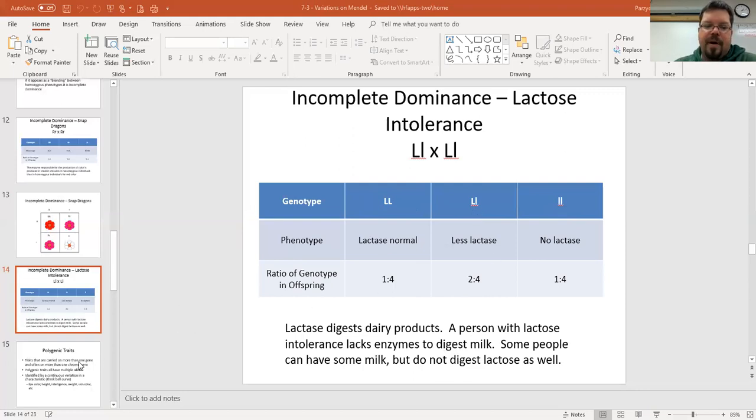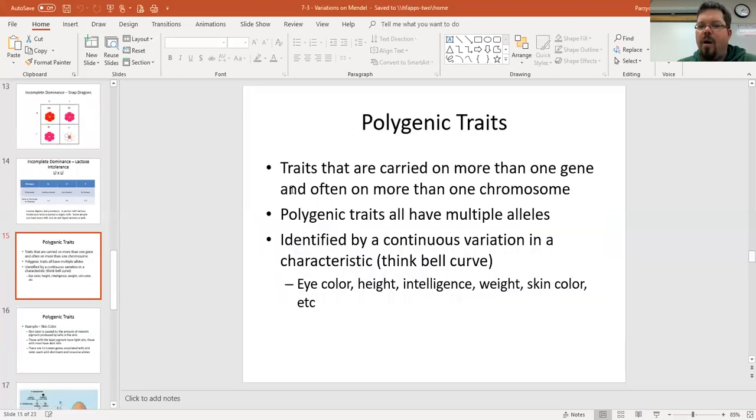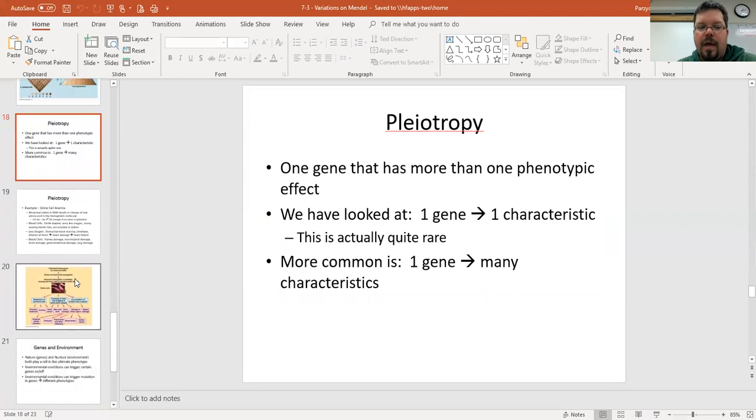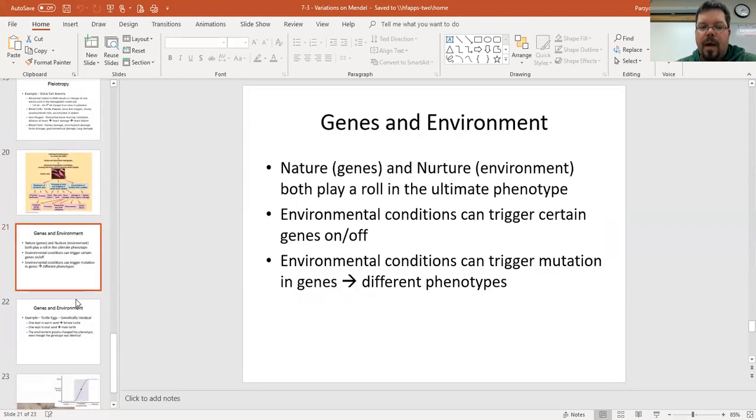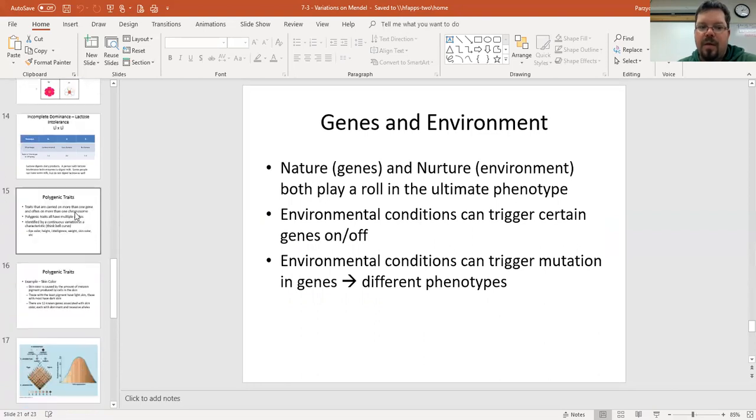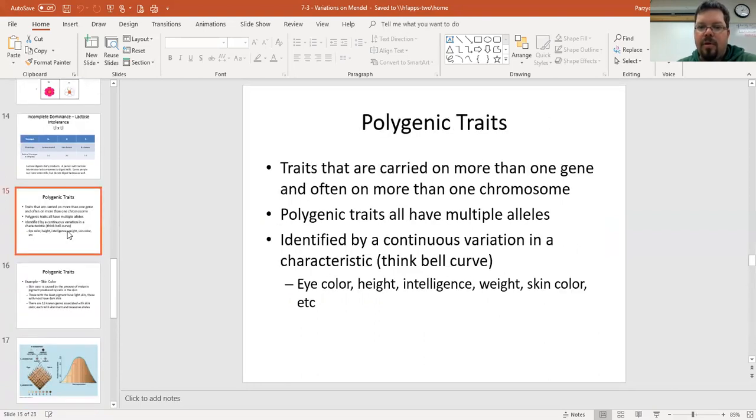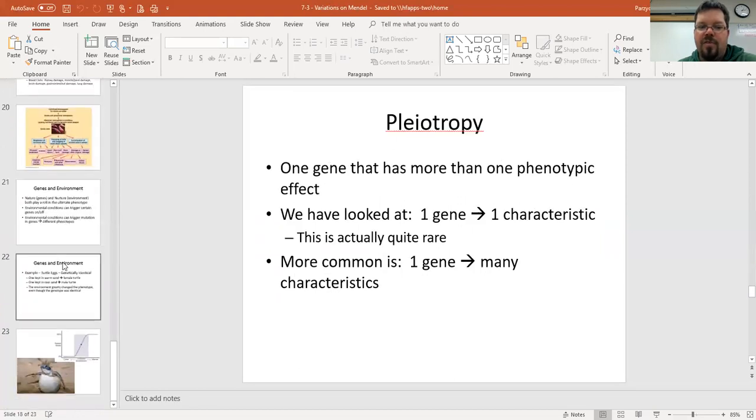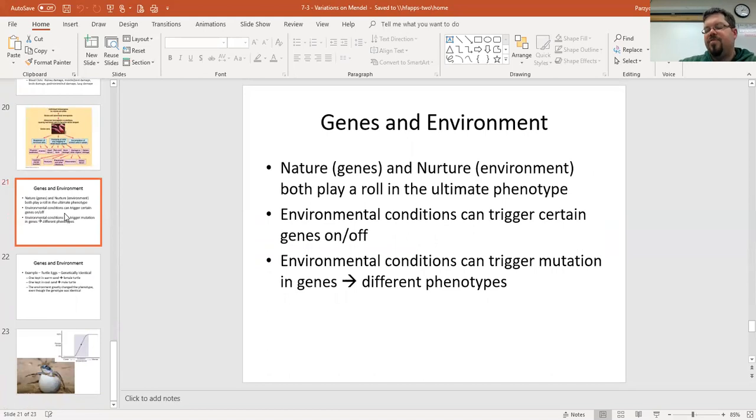All right, we'll stop it at that for now. Tomorrow I'll buzz through these three things that we looked at, and then we'll move into polygenic traits, pleiotropy, and genes and the environment. I would suggest, just for the interest of time tomorrow, that you do some reading ahead within this presentation. Look at polygenic traits, pleiotropy, and genes and the environment, so you've read through it, and then we can move through the rest of this tomorrow in class.